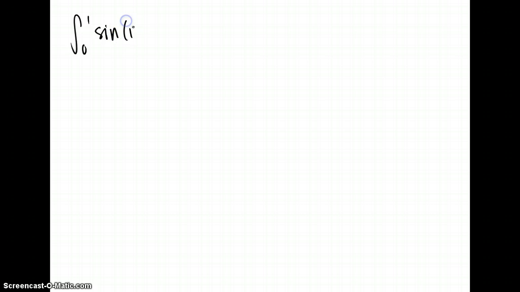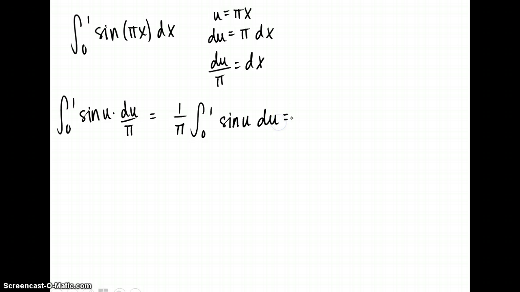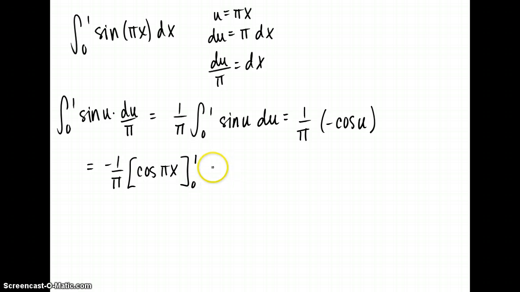So now that we've done u substitutions, u here would be pi x, which makes du pi dx. Solving this equation for dx and making my u substitution, I get the sine of u times du over pi. So 1 over pi is going to be my coefficient. Antiderivative of sine is negative cosine of u. It's a definite integral, so I don't need my plus c, but I will bring the negative out front, replace u with pi times x, and evaluate this definite integral from 0 to 1.